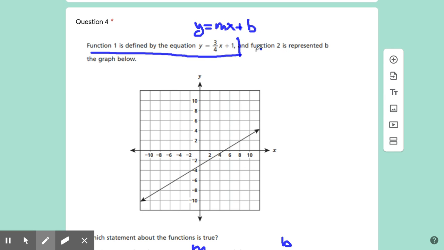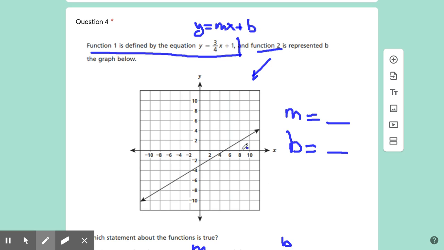Hint 2. Now this function 2 is represented by the graph below. So function 2 is being shown by this graph over here. And again, for us to be able to write an equation, we need to find what is the slope, right? And we need to know what the slope is, and we need to find the y-intercept. So we need to find those 2 things in order for us to be able to compare them.